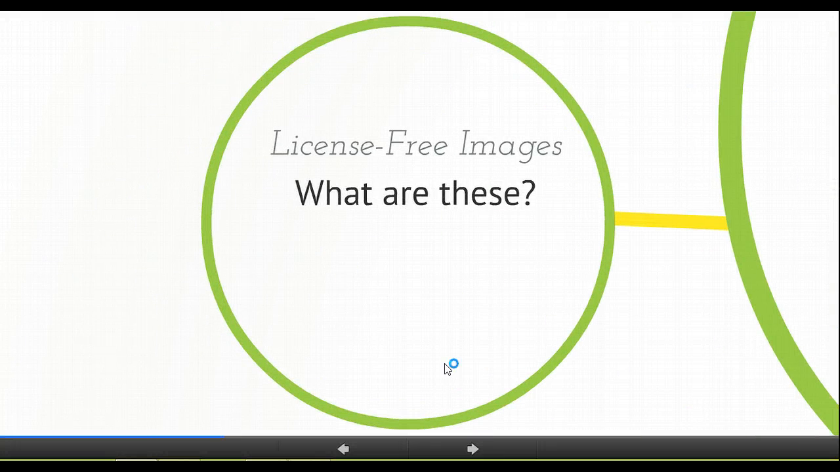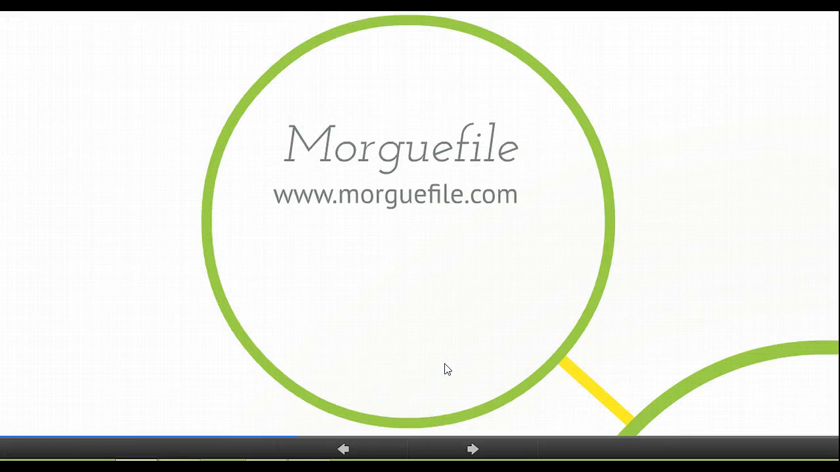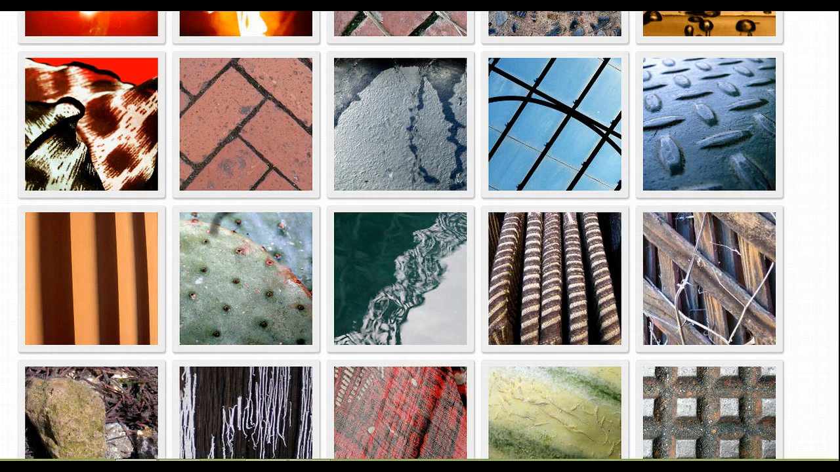So the first type of license we're going to talk about is called license free. Obviously this is the best kind of license because you don't have to give attribution to the author, and usually you don't have to pay for it at all. So we're going to talk about the first website that I really like. It's called morguefile.com, and we're going to hop on over to Morguefile.